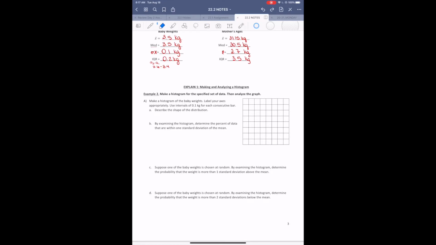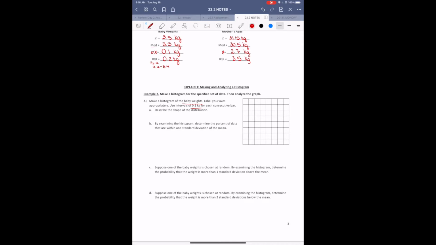So I will try to flip back and forth through this. If you guys have that copy down, perfect. If not, when I flip back, just hit that pause button real quick so that you guys can get that information down. Okay. So first of all, it says make a histogram for the specified set of data, then analyze the graph. Make a histogram of the baby weights, label your axes appropriately, and use intervals of 0.1 kilograms for each consecutive bar.